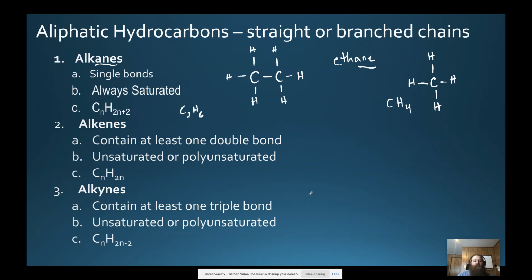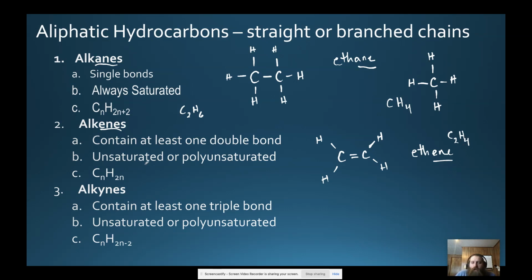An alkene has at least one double bond. So ethene looks like this, right? And VSEPR is what tells me, hey, make sure those hydrogens are as far apart from each other as possible. So I don't do them straight up and down. I do them at an angle. This would be ethene, E-N-E. And that ene tells me there's a double bond present. This is CnH2n. So we have C2H4, so they're just doubled.